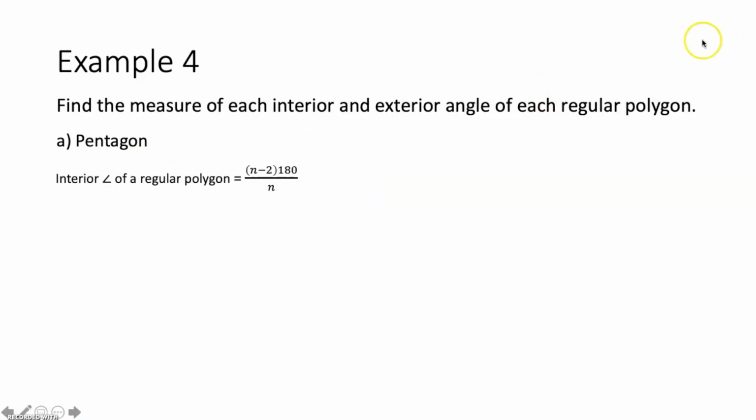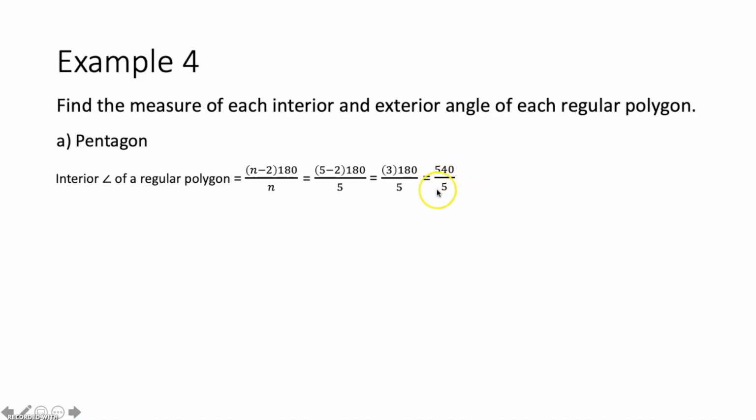So let's do that here. This is a pentagon, meaning that it has 5 sides, meaning that it also has 5 angles. So for this n, we're going to put a 5. Now, how does that help us? Well, this up here gives us the sum of the interior angle measures of the pentagon, which is 5 minus 2, we do that first, we get 3, multiply that by 180, we end up getting 540.